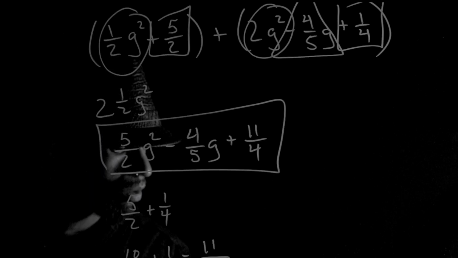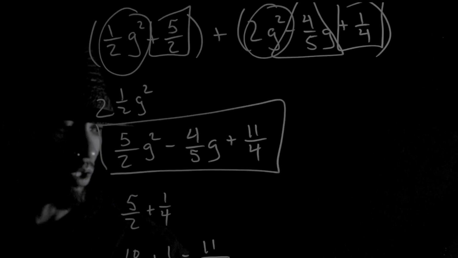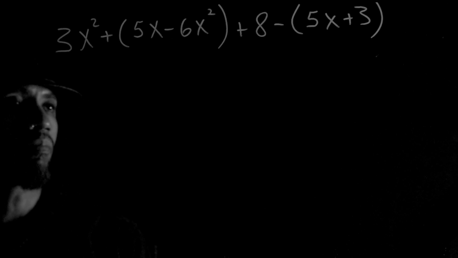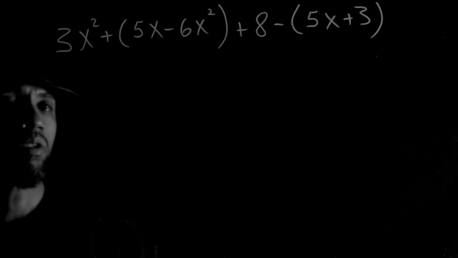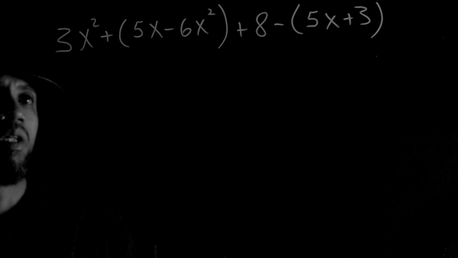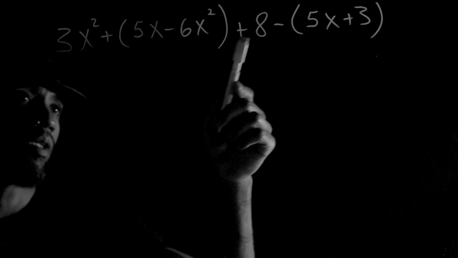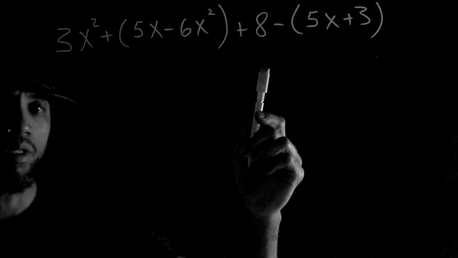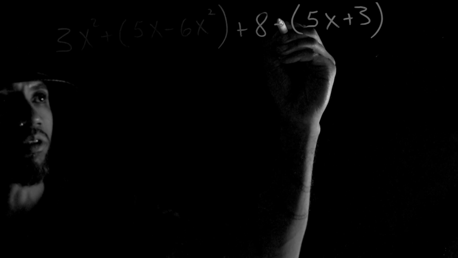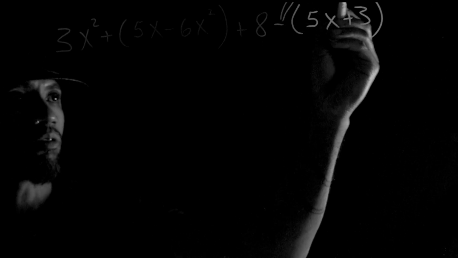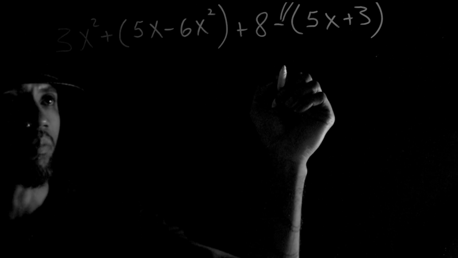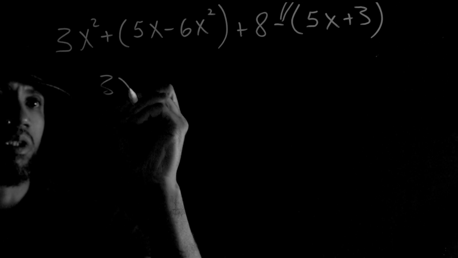All right? What's that? You want to do one more? Absolutely, no problem. Okay, we have 3x squared plus 5x minus 6x squared plus 8 minus 5x plus 3. All right, so we got a few things going on here. Same thing, we're going to make sure that we combine all the like terms. We want to be careful when you have a parentheses and before you have a minus sign. Okay, so you want to distribute this minus sign. You could pretend it's a -1.